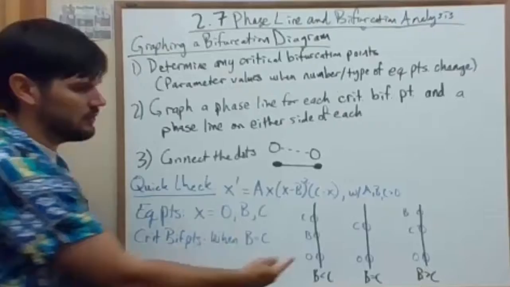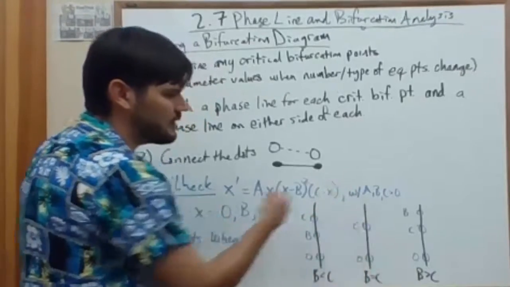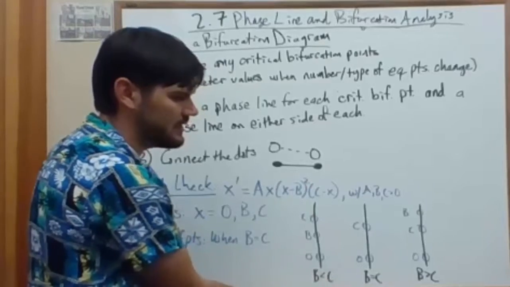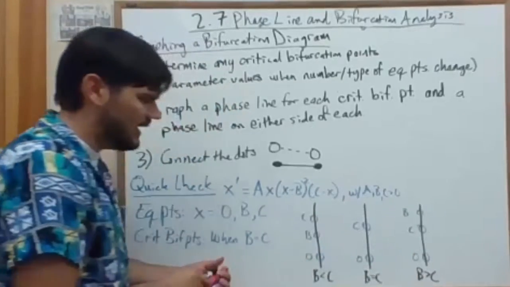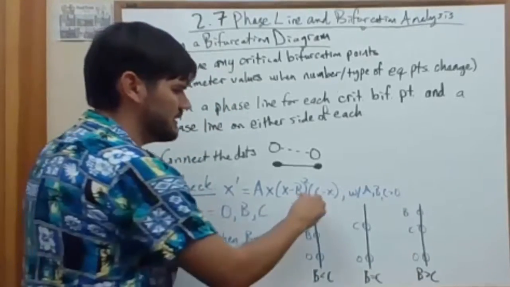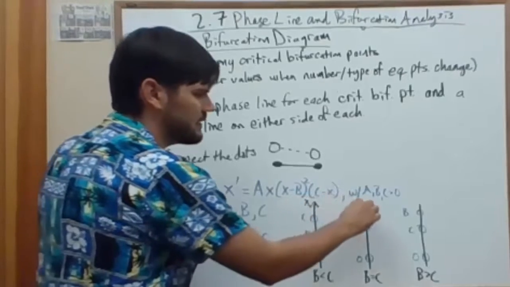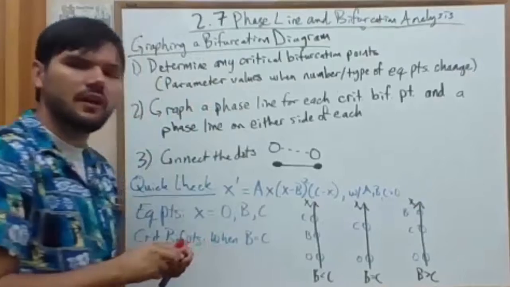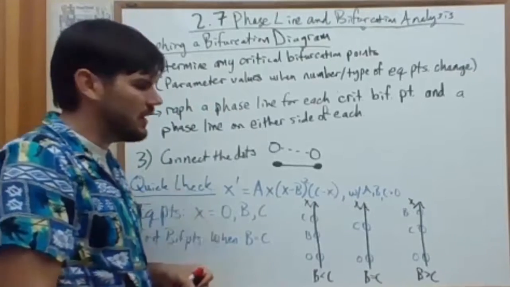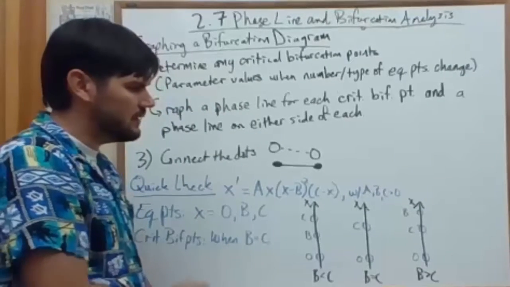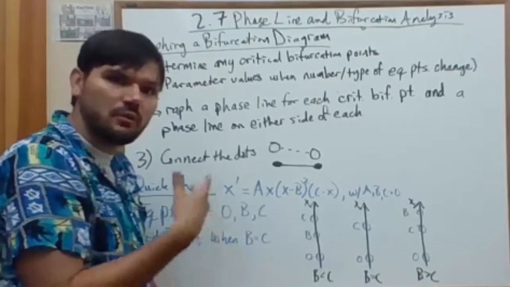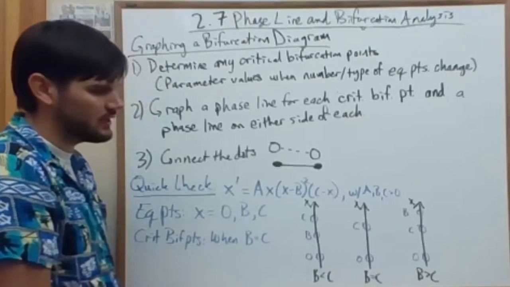So I graph that one phase line, and then I graph a phase line on either side, b less than c, b greater than c. And each of these phase lines are representing the x axis. Then on those phase lines, we graph circles for the nodes, the equilibrium points, and we determine whether they're stable, unstable, or semi-stable using a sign chart.